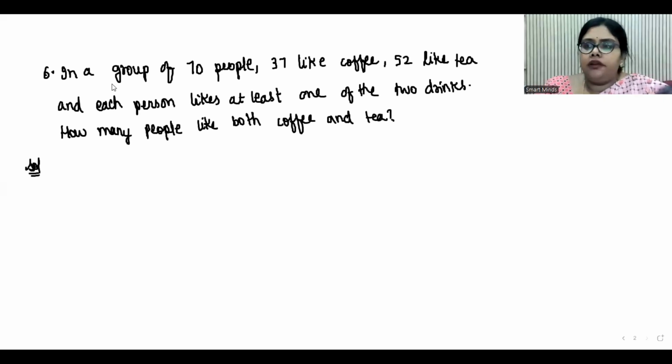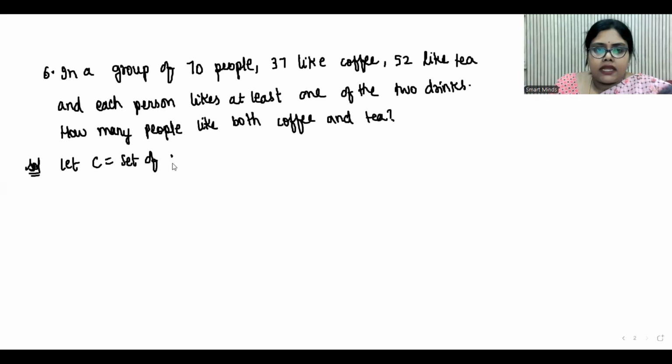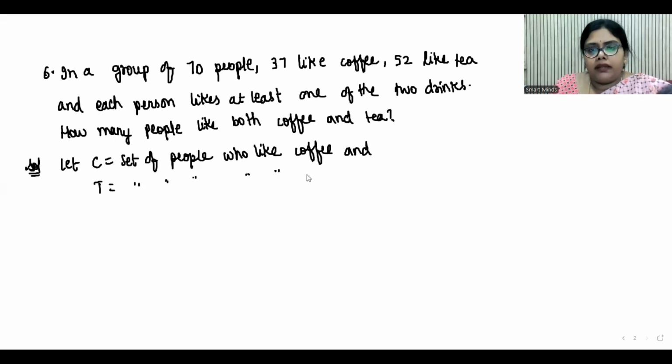Take the next question. In a group of 70 people, 37 like coffee, 52 like tea, and each person likes at least one of the two drinks. How many people like both coffee and tea? So let us say C is equal to the set of people who like coffee and T is equal to the set of people who like tea.